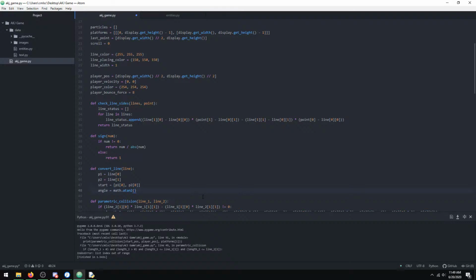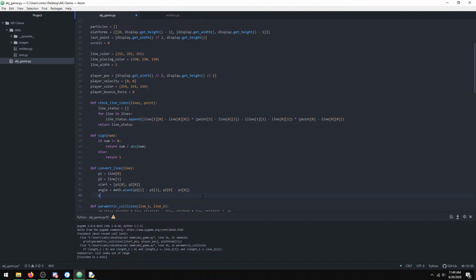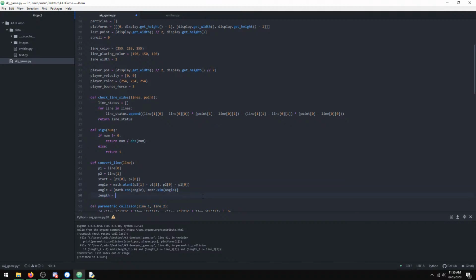Math.atan2 of P2 1 minus P1 1, P2 0 minus P1 0. Start equals, wait no, angle equals math dot cosine angle, math dot sine angle, length equals math dot square root of, wait, am I doing this right? Yeah.